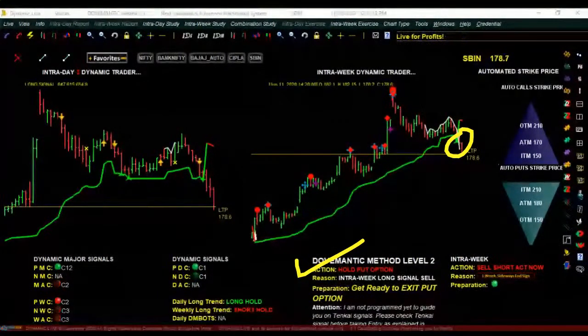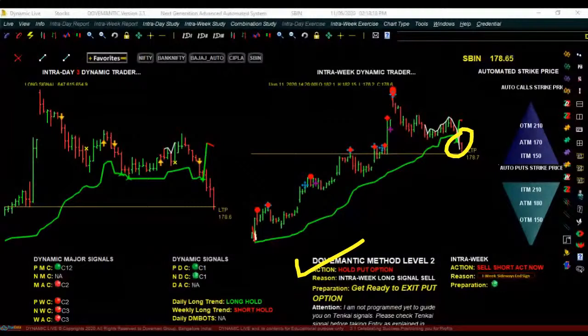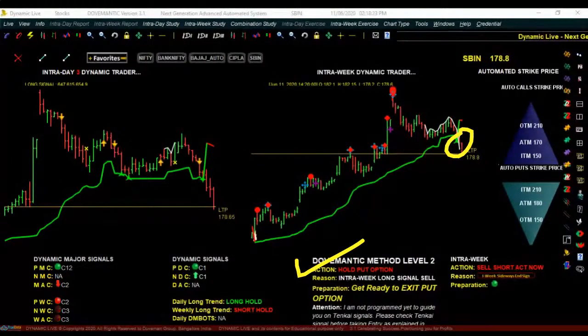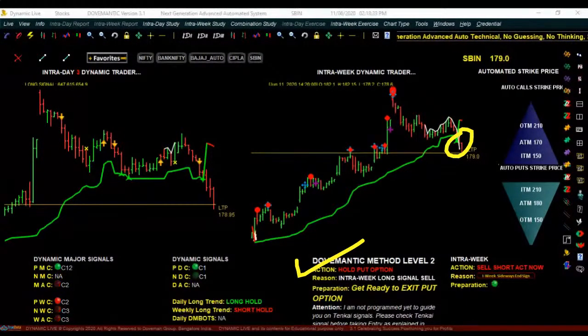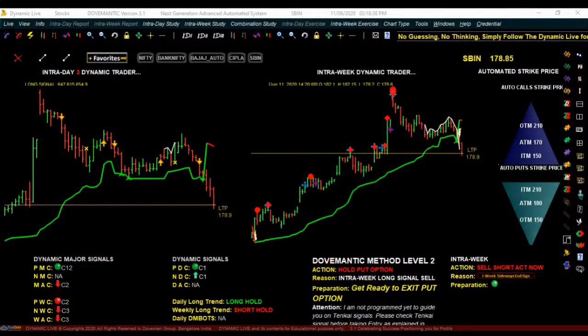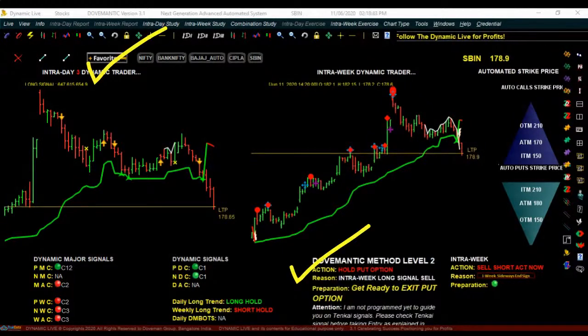I think with a lot size of, what is the lot size of SBI? I think the SBI lot size is 3,000. With a 3,000 lot size and 4 points gain, we are talking about almost 12,000 rupees profit in this one single trade in a matter of just 20-30 minutes. So this is how simple it is for you to start trading and start making money. Just add your favorite script and see what the Dynamic method action information is telling you to do. If it tells you to buy a call option or to buy a put option, just go ahead, select the right strike price and do the trade.